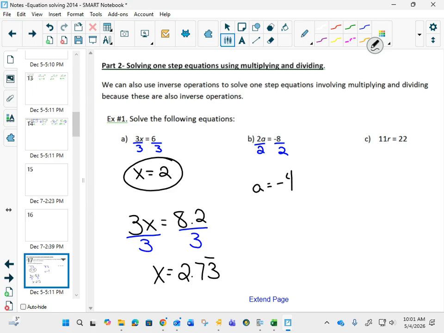This is multiplying. 2 times something is negative 8. 2 times negative 4 is negative 8. And you can check it after by typing it into your calculator. This R is getting multiplied by 11.